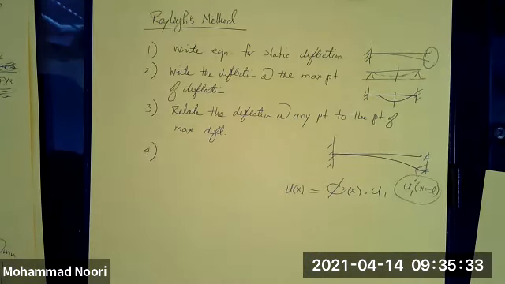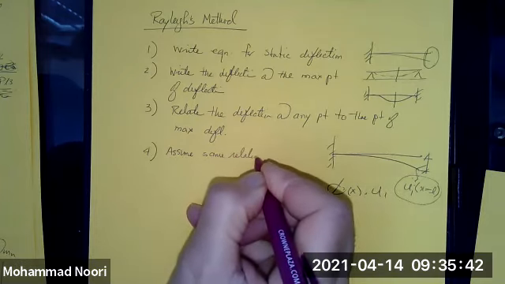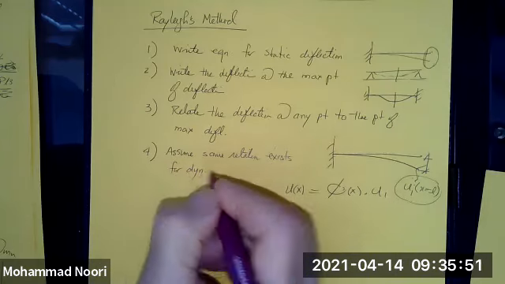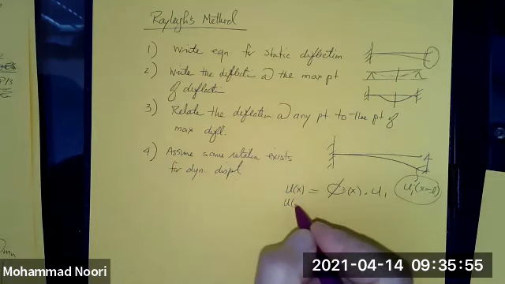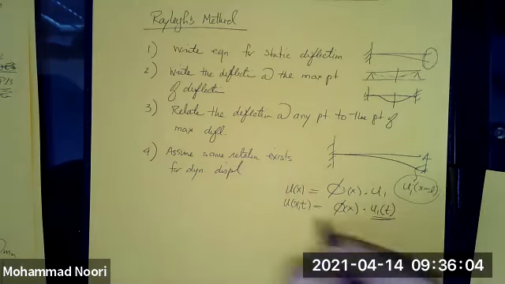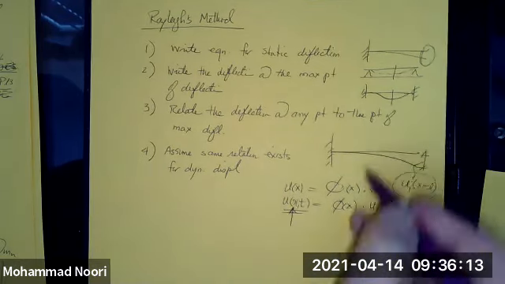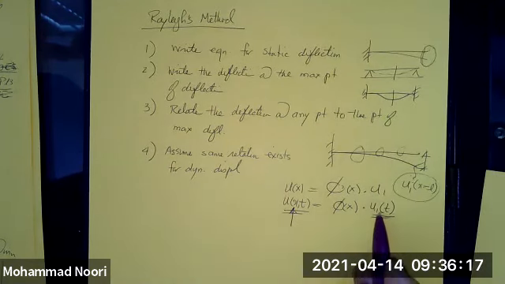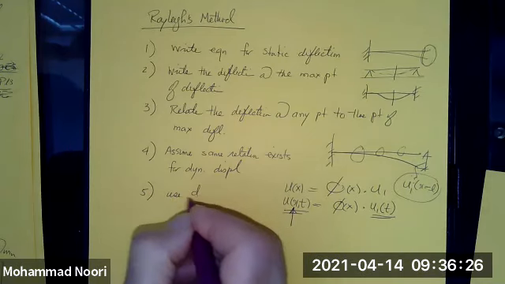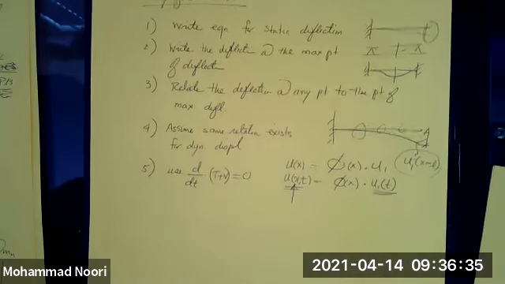Then the assumption we made was that the same relation exists for dynamic displacement. In other words, if this becomes time dependent, the same relationship exists. So you have been able to relate the displacement at any point x, meaning the displacement of any mass anywhere, to the displacement at that single point. Once you do that, you just use the concept of conservation of energy, which tells you that the time derivative of these two energies with respect to time is equal to zero. And that's what you get.